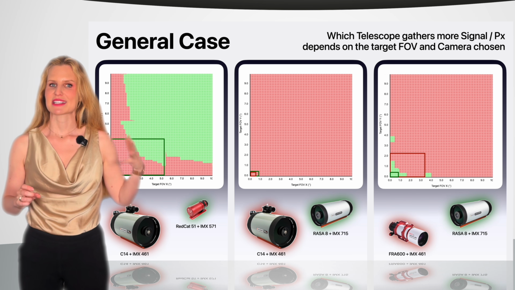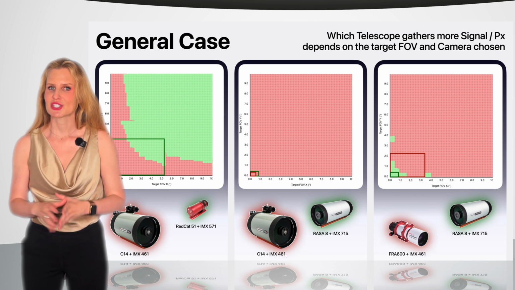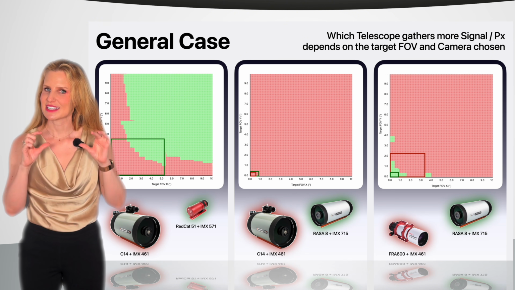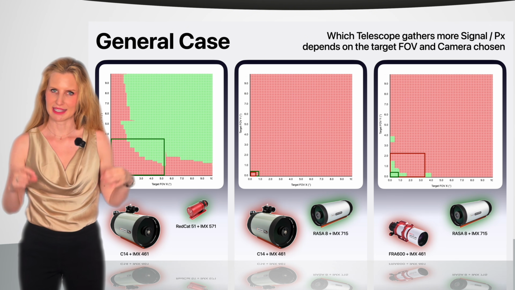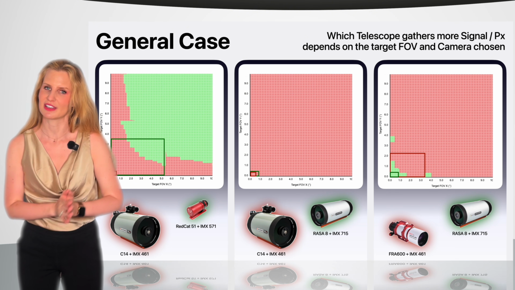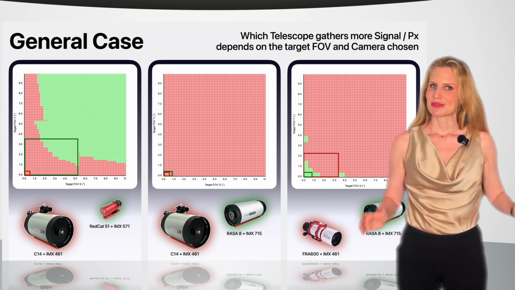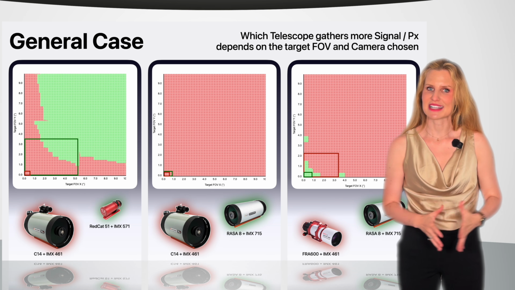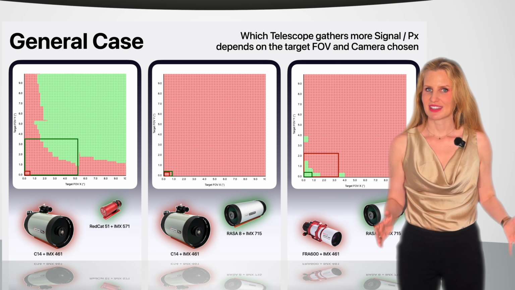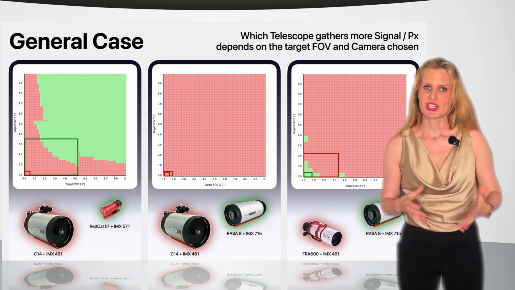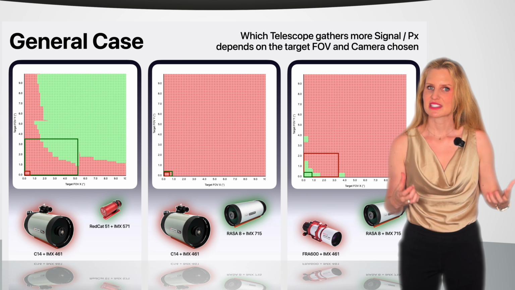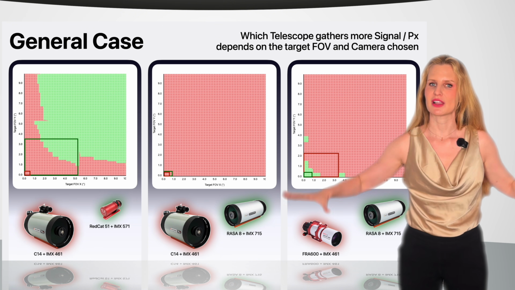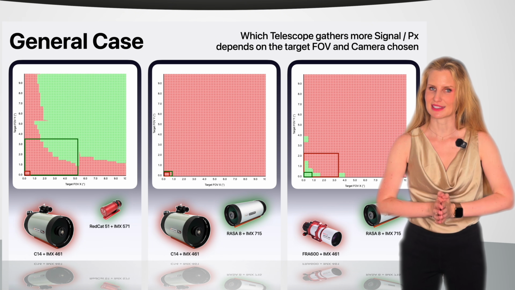Let's compare the RASA 8 with the C14. We try to achieve a similar field of view by putting a very small planetary camera, the IMX715, on the RASA. Even though the RASA is an f2 system and the C14 is an f11, the RASA performs significantly worse in this setup. Using a small sensor effectively crops the image on the focal plane, throwing away a large portion of the light the telescope gathers.